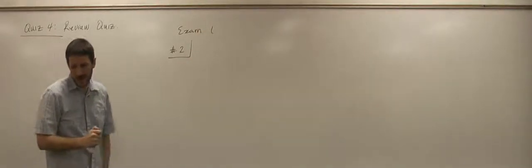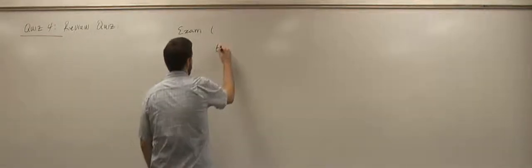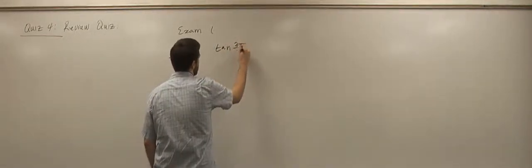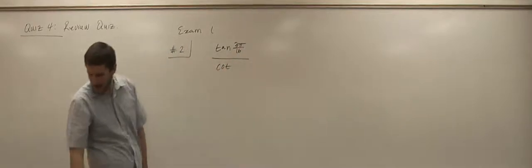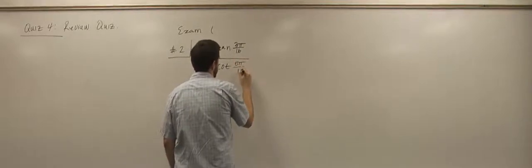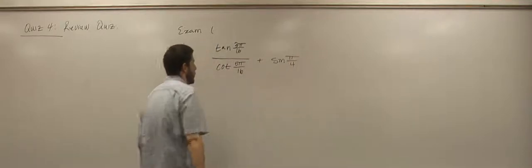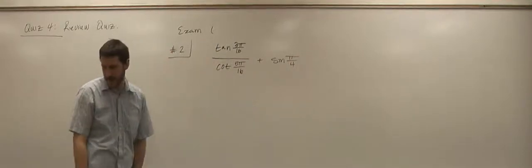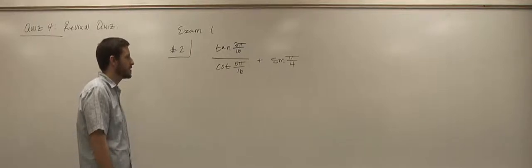So number 2, depending on your test, the one I have in front of me had tan of 3 pi over 16 divided by cotangent of 5 pi over 16 plus sine of pi over 4. And I asked you to simplify this, I think. Find the exact value. So how do you find the exact value of this?